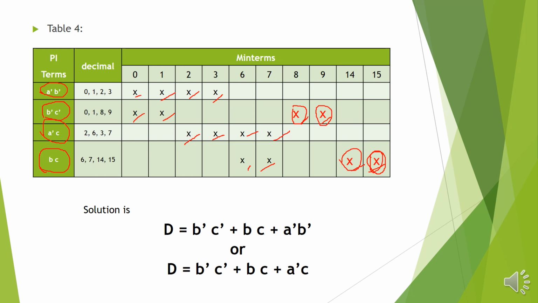Now look at the binary equivalent or minterms, which cover all the elements in the given minterms. So make sure of 0, 1, 8, 9, 6, 7, 14, 15. So 0 is covered, 1 is covered, 6 is covered, 7 is covered, 8 is covered, 9 is covered, 14 is covered, and 15 is also covered. 2, 3 is not covered at all by this group of 4 cells.